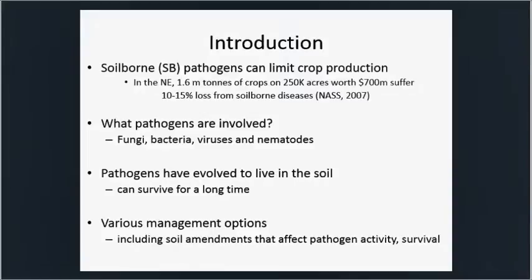So soil-borne pathogens are important. They are the unseen enemy. We never get to see them. The only reason we know they are there is when we see the disease on the above ground portions of the plants that are growing. As you can see from that slide, you can have extreme reductions in productivity of the plants that you're trying to grow. They could be seedlings, they could be bigger plants, but you can have a limitation on the growth and productivity. And indeed, as you can tell from the National Agricultural Statistical Service, in 2007 they found that 1.6 million tons of crops on 250,000 acres worth 700 million suffered a 10 to 15% loss. And that's a big loss.